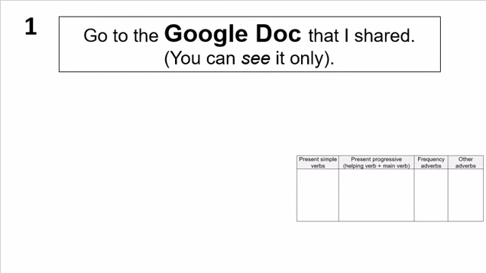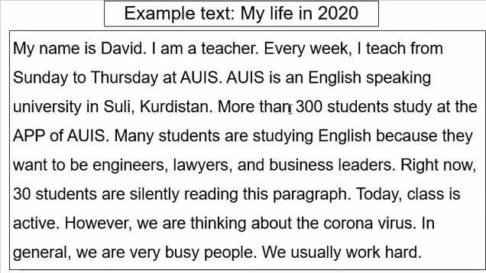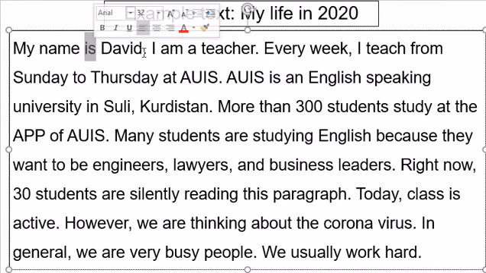All right, so the reading, here it is. You can pause the video if you like, and I want you to write the words into the table. So first it said present simple verbs. So here, my name is David. So what's the verb here in this sentence? Is. Okay, so I write is in my table. The next sentence, I am a teacher. Okay. Where's the verb? Am. Okay, I write am in the table.